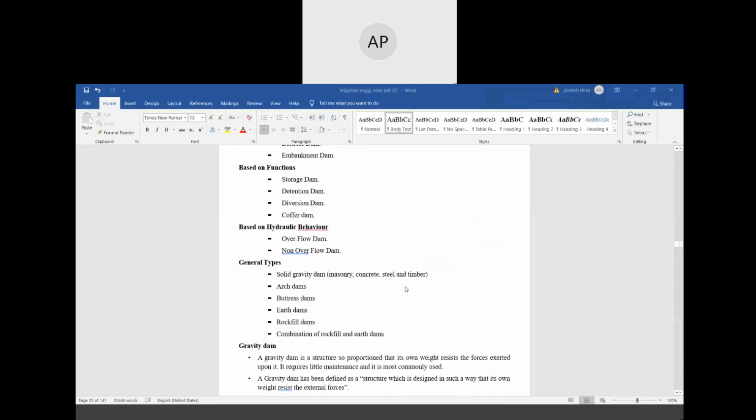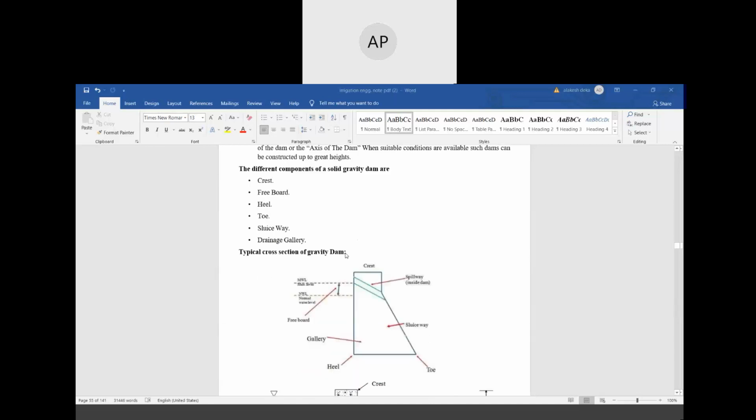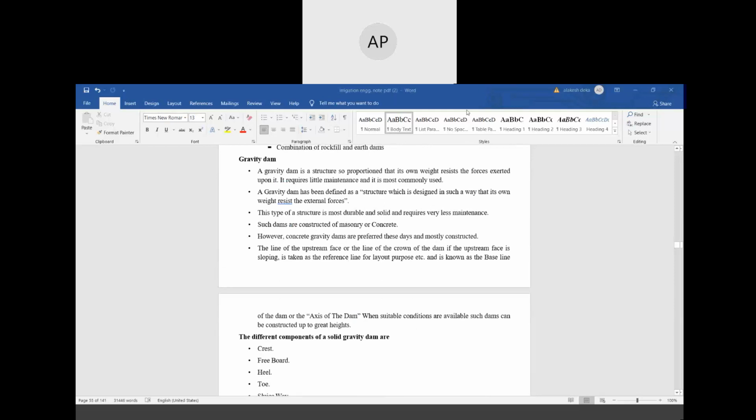General types: solid gravity dam, masonry dam, concrete, steel or timber dam, arch dams, buttress dam, earth dam, rock fill dam, combination of rock fill and earth. Okay. Let's see what a gravity dam is.